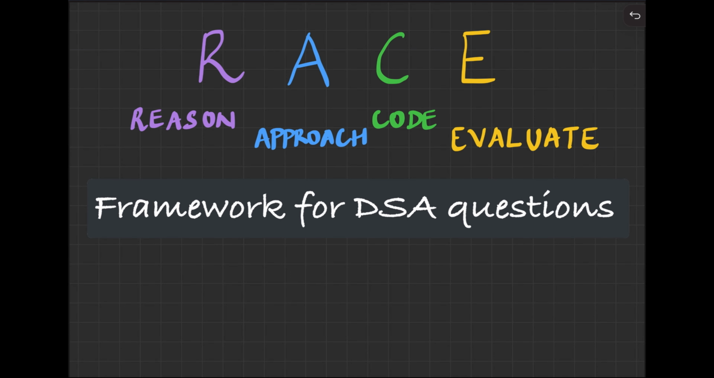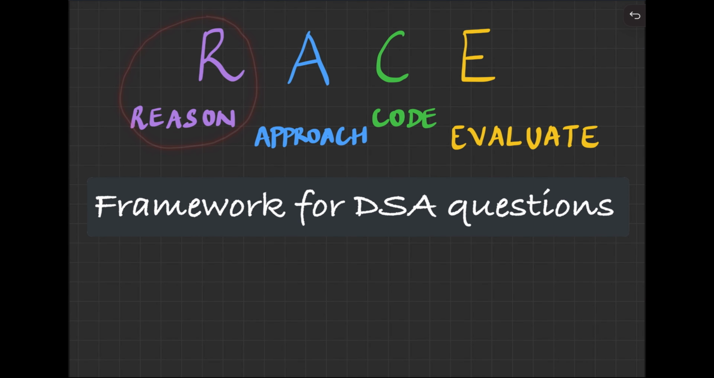Let's look into how this framework works. RACE is an abbreviation where R stands for reason, A for approach, C for code, and E for evaluate. When you're presented with a DSA question, the first thing you do is start reasoning about the question. This is a section where you reread the problem statement, ask clarifying questions if it's an interview setup, and look at the examples. Your end goal from this section is to get a very solid understanding of what the problem statement is saying. With that understanding, we move on to the approach section.